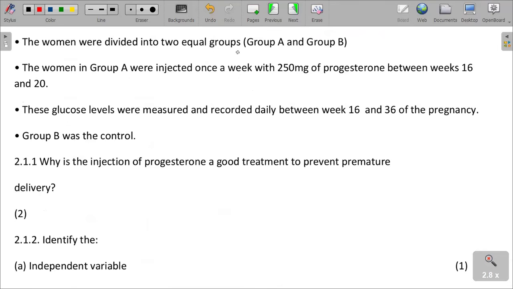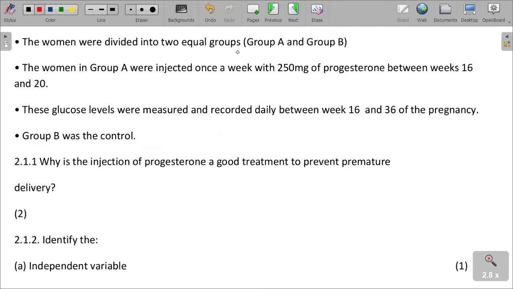Remember, I said again that you need to understand these experimental questions. It is quite possible for a student to get all the marks here. These are bonus questions again, which are given for us to boost our marks. So please don't miss marks there. The question therefore says, why is the injection of progesterone a good treatment to prevent premature delivery?